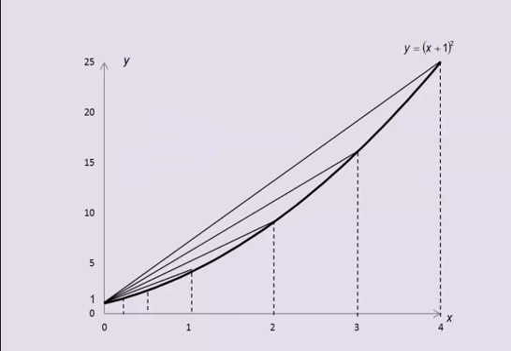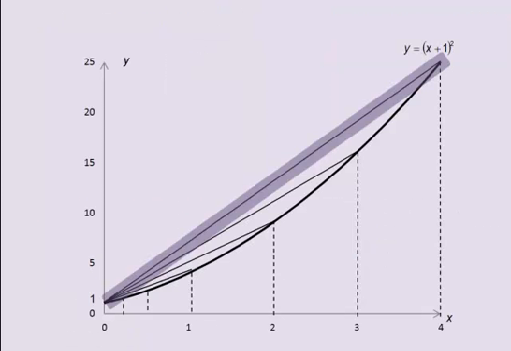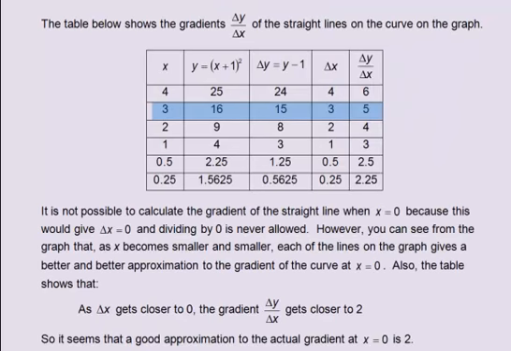This is a graph of y equals (x plus 1) all squared. The table below shows the gradients, delta y over delta x, of the straight lines on the curve of the graph. When x is 4, y is 25, the change in y equals 25 minus 1, which is 24, the change in x equals 4, and so delta y over delta x equals 6. That is the gradient of this line. When x is equal to 3, y equals 16, the change in y is equal to 15, the change in x is equal to 3, and therefore delta y divided by delta x equals 5.